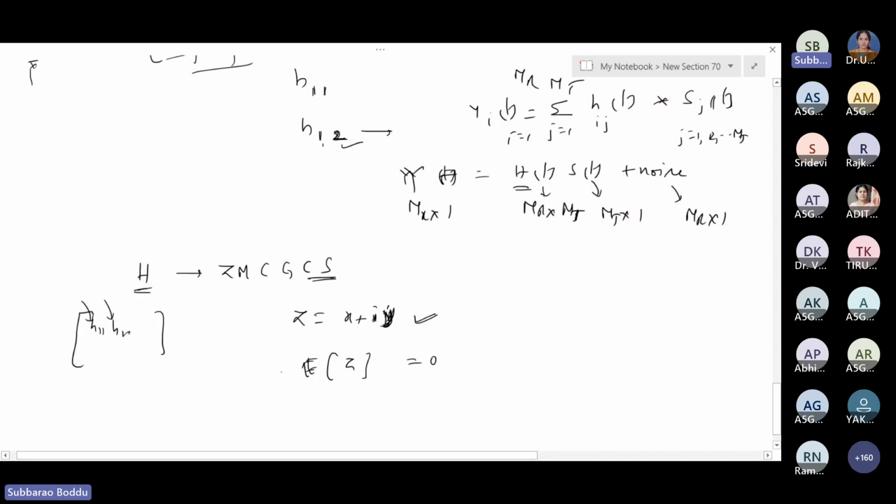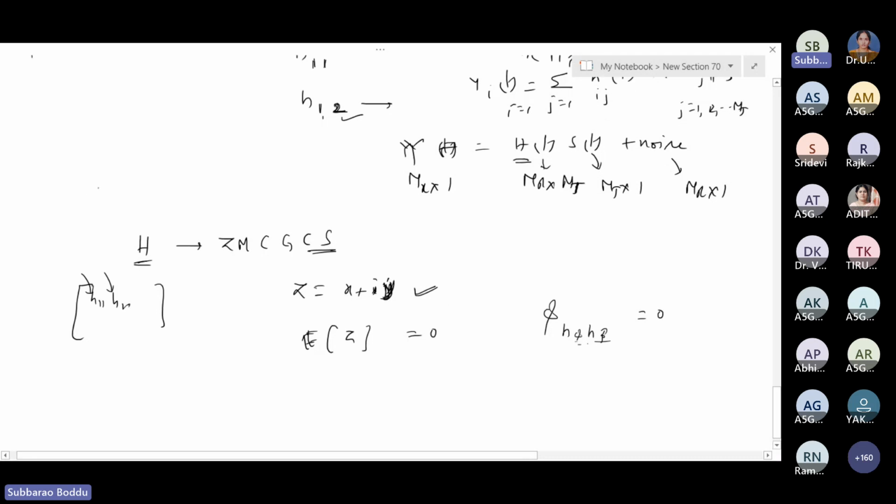If you write the correlation function for both the in-phase and quadrature components, that is X and Y, the Gaussian random variables, this is 0. So they are zero mean and uncorrelated Gaussian random variables, and it means that they are independent. I'm talking about the classical IID MIMO channel, which should satisfy this property.